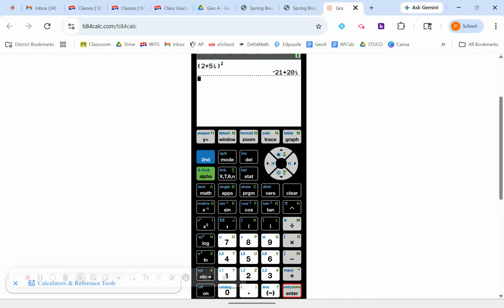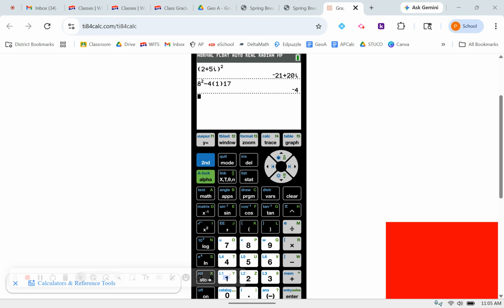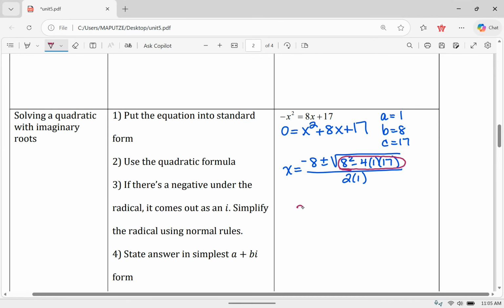So we're going to type in 8 squared minus 4ac. Oh, we lost my 1. Not that it matters, but come on, 1. Okay, so we're going to get that product of -4, and then we're going to put that back in underneath our radical. So x equals -8 plus or minus, radical is still there, but now you have just a single number.